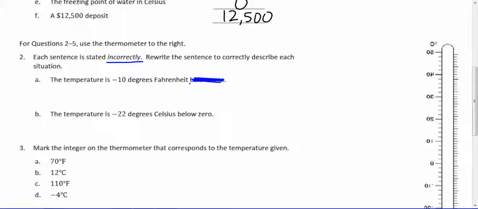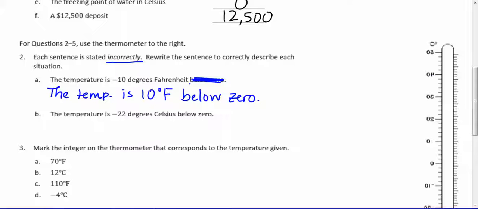The other way you could say that, for example, is the temp is 10 degrees Fahrenheit below 0. We want to keep it a temperature that is negative 10, but there's 2 ways of wording that, okay? Both are correct. You could have done it the first way or the second way.